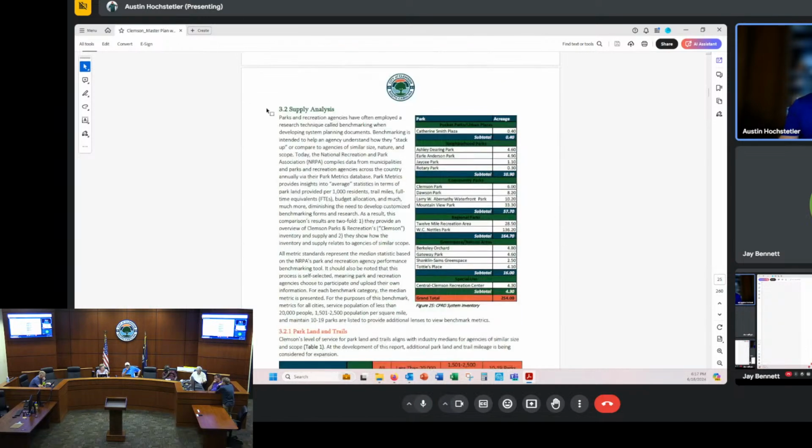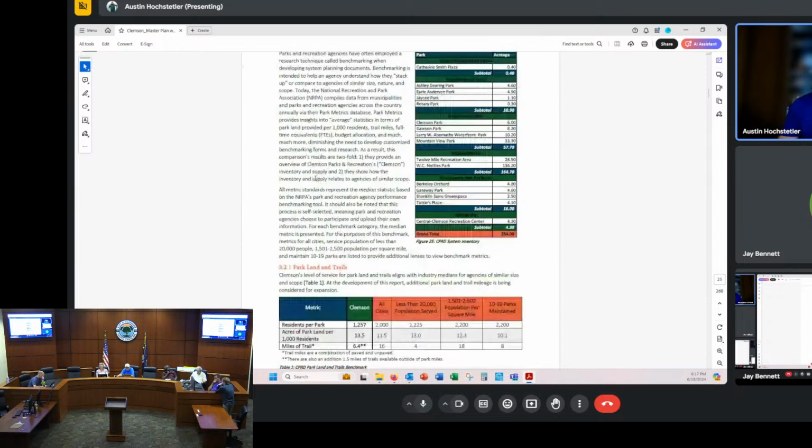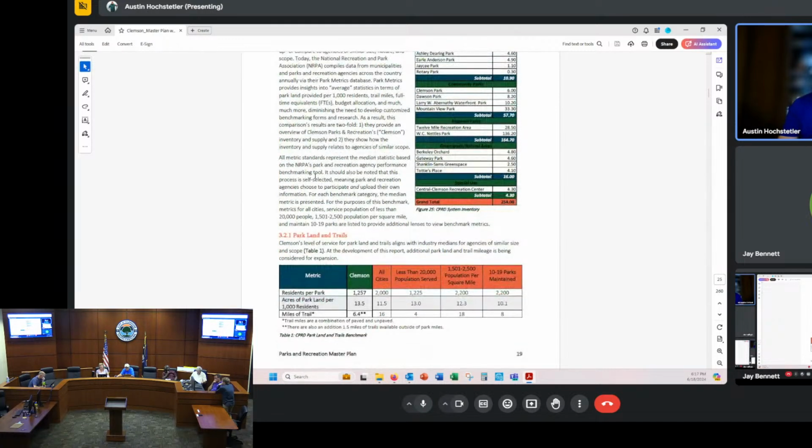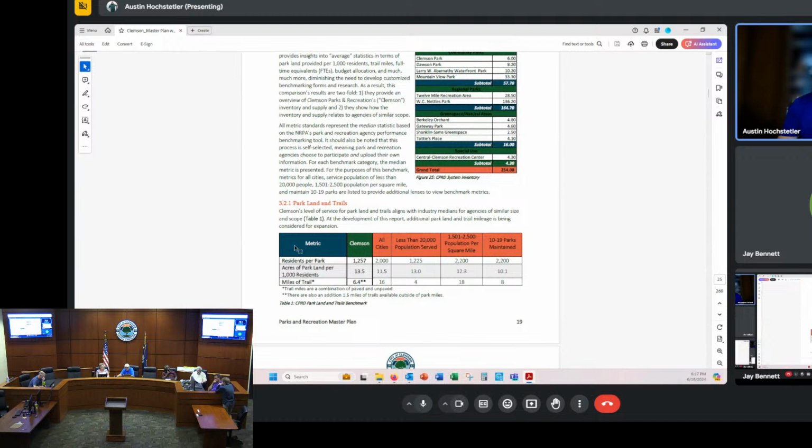And so that then leads into a supply analysis, which basically is a whole bunch of benchmarking. The way that you interpret these charts is basically there's metrics on the left-hand side that the National Recreation and Park Association tracks. And Clemson, or the Parks Department, their numbers will be right here in this column.